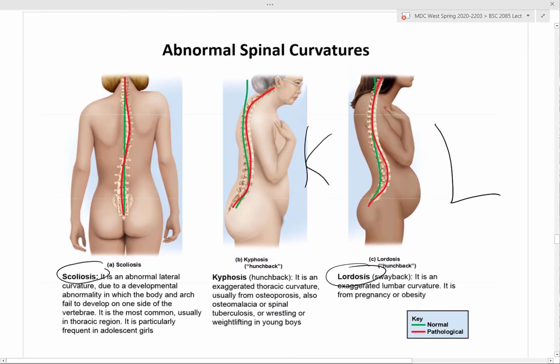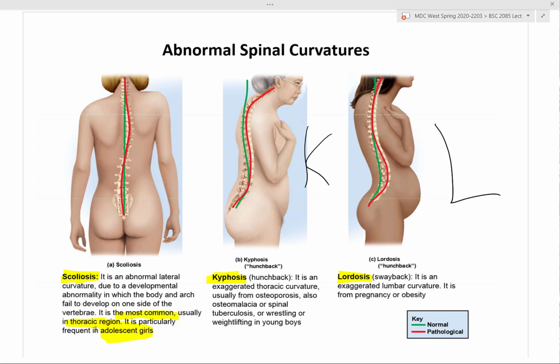So what are some of the abnormal spinal curvatures? We have here scoliosis, kyphosis, and lordosis. Scoliosis is a sideways movement, right? It's a lateral curvature that takes your spine out of proper alignment, correct? And this is the most common around the what? Thoracic region, okay? Who is it more frequently seen in? Adolescent girls. Now, the next one is kyphosis.